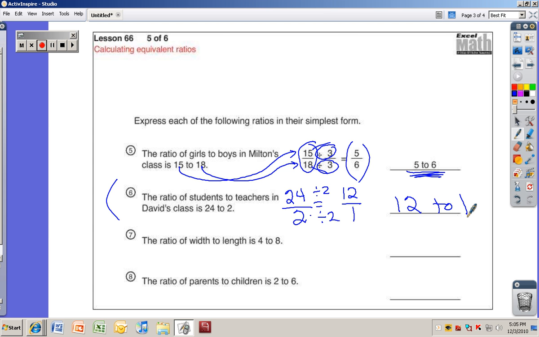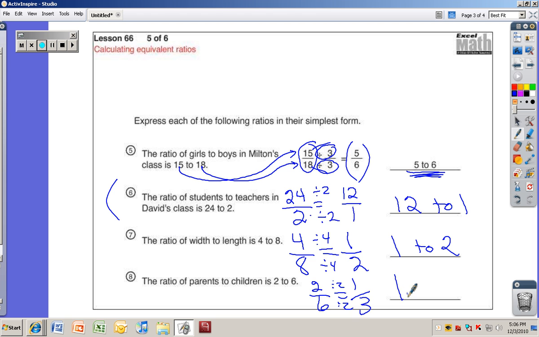Okay, now do 7 and 8. Pause the video, turn it back on when you're ready to see the solution. The ratio of width to length is 4 to 8. I can divide both of these by 4. So the answer is 1 to 2. The ratio of parents to children is 2 to 6. Divide top and bottom by 2. And the answer is 1 to 3.